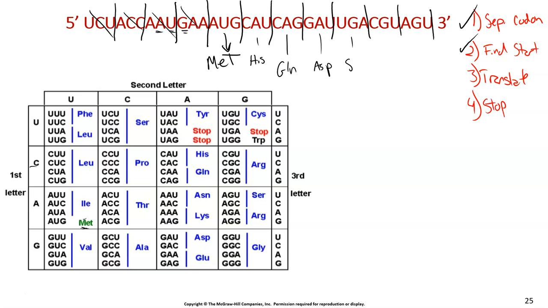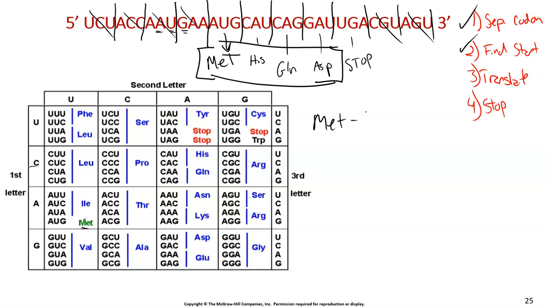UGA. Oh, stop. We don't care about the rest because we already stopped. So, these are going to be the amino acids that we made with this particular message. Met, hist, GLN, aspartame. If you got a question that said, how many amino acids does this polypeptide make? 4.